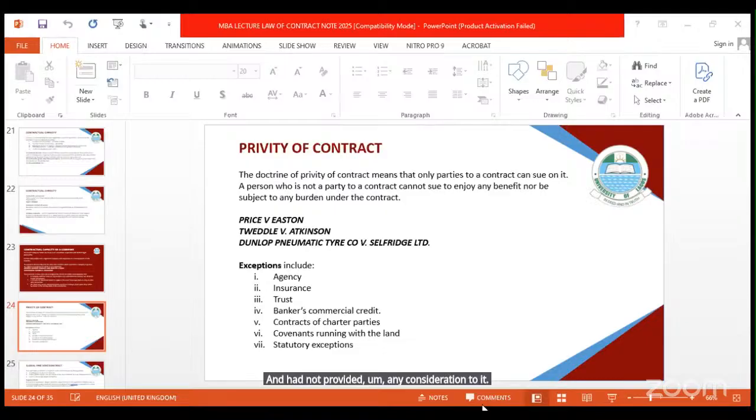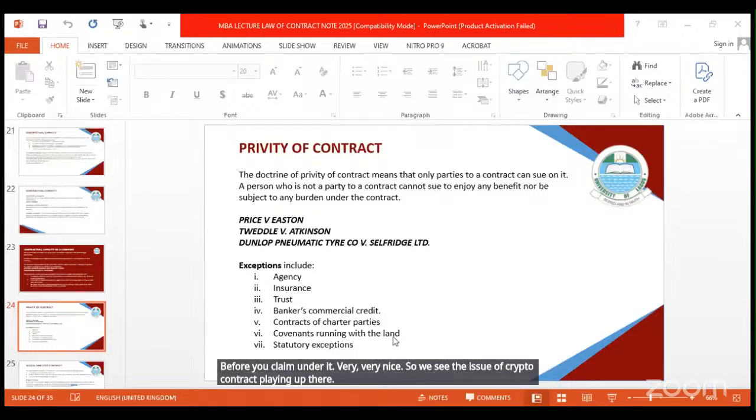Good. So they even remember that you must pay something of value before you claim under it. Very nice. So we see the issue of privity of contract playing out there. Who else can read another case?